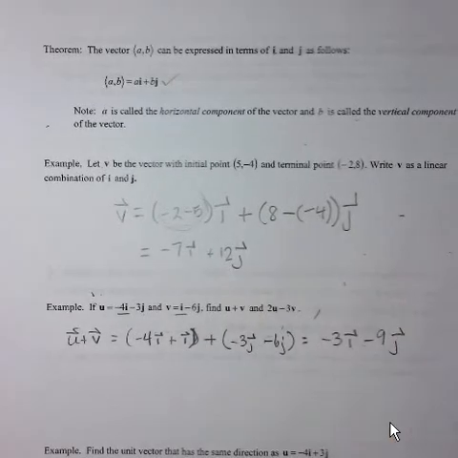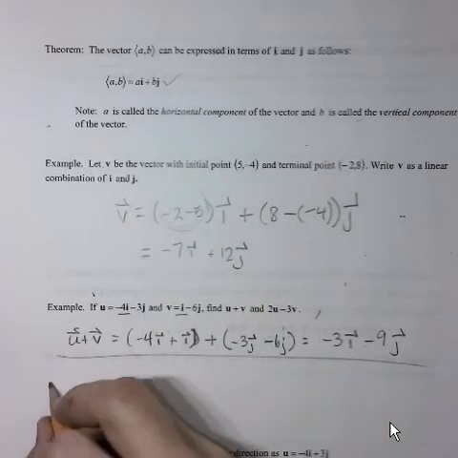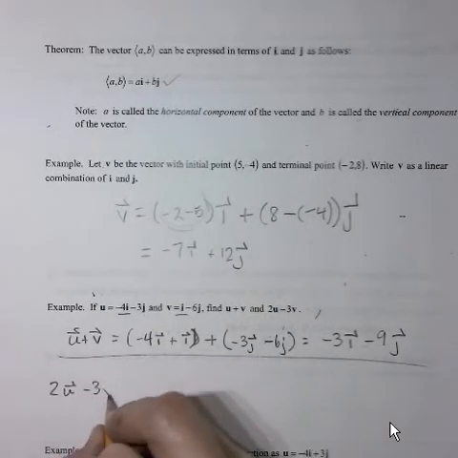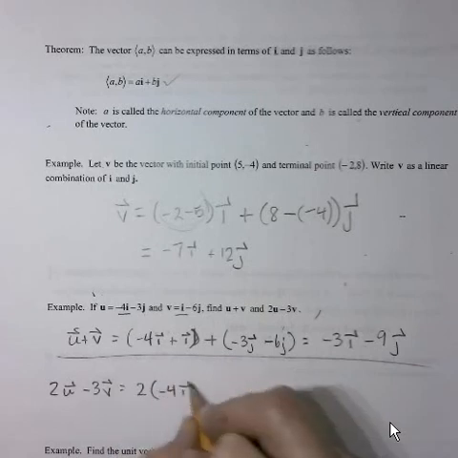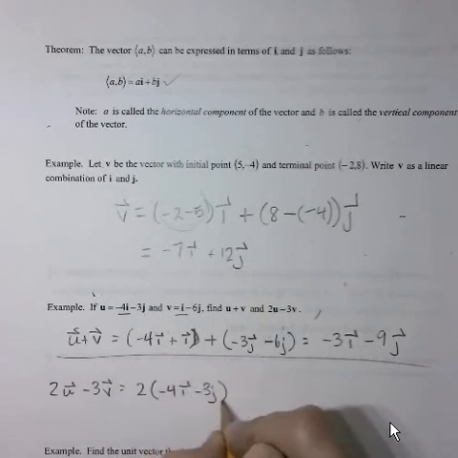And then 2u minus 3v, just 2 times (-4i - 3j) minus 3 times (i - 6j).